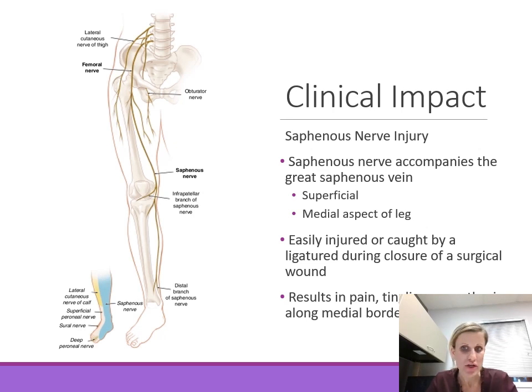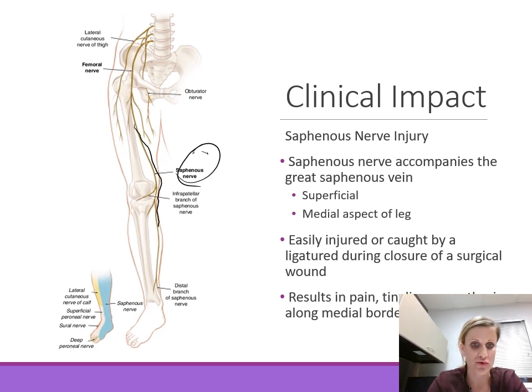Saphenous nerve injury can occur. The saphenous nerve is a really large nerve of the leg that accompanies the great saphenous vein. Remember, the great saphenous vein is a superficial vein that travels all the way down the medial aspect of the leg. And you can see here with the saphenous nerve, the same type of distribution, right? It's traveling down the medial side of the leg, and it's very superficial, especially in comparison to some of the other nerves, just like the vessel was.